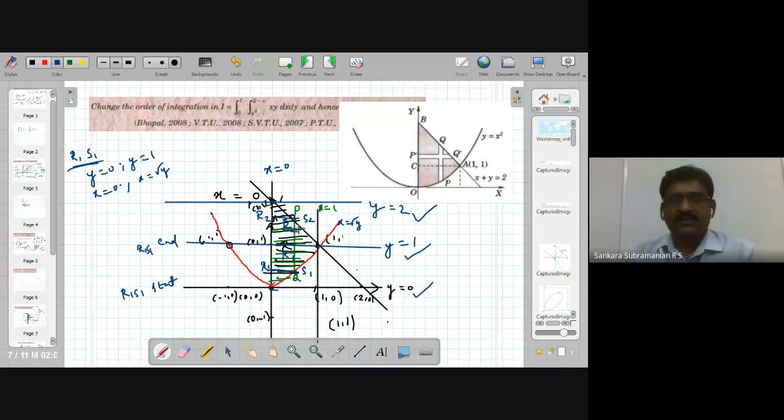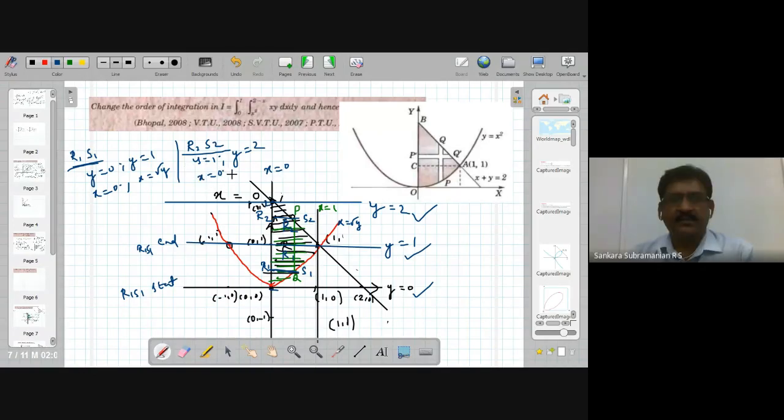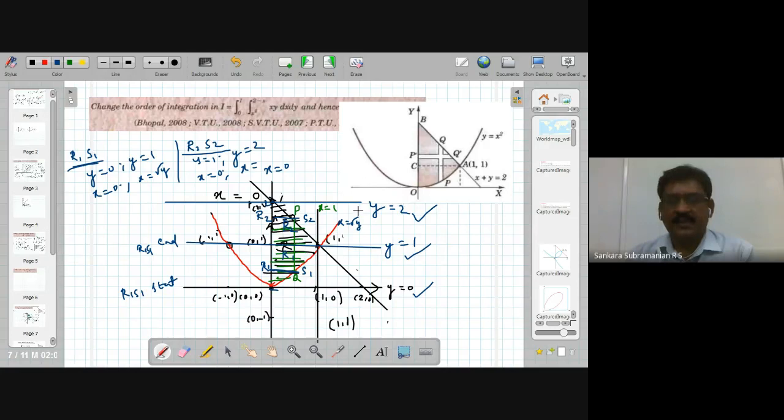Coming to the strip R2 S2, it starts from here, y equal to 1, and goes up to y equal to 2. R2 touches x is equal to 0, that is not a problem. But S2 touches x is equal to y minus 2. Sorry, x is equal to 2 minus y, sir. x is equal to 2 minus y. This is the limit.